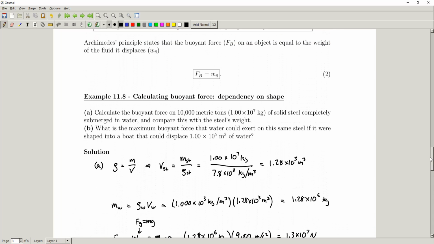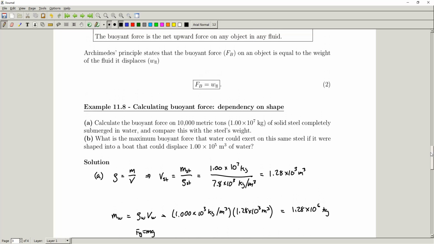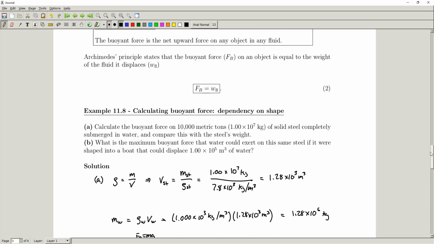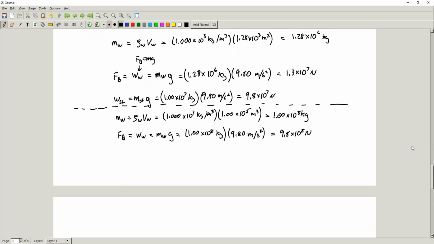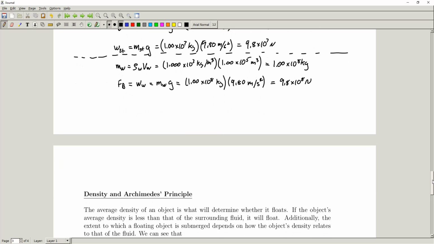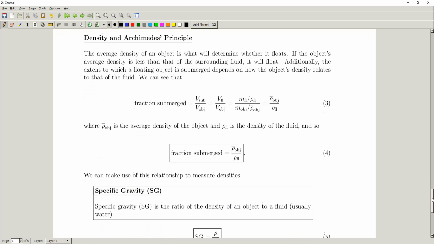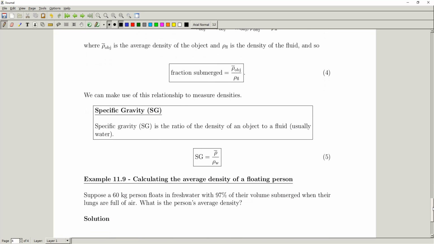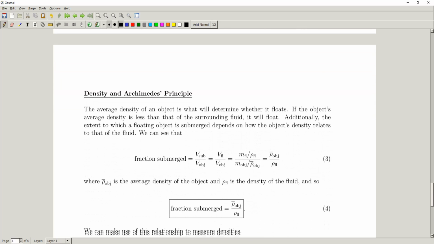Okay? And so that's a quick look at how we can use Archimedes' principle, and how we can use this expression to calculate buoyant forces, depending on the weight of whatever fluid it is we're displacing. But we can also go further with this idea, and we can discuss density and Archimedes' principle. And this is going to bring us to the very last subject we're going to talk about, which is specific gravity. And we'll do one example with that, and that'll close this all out.